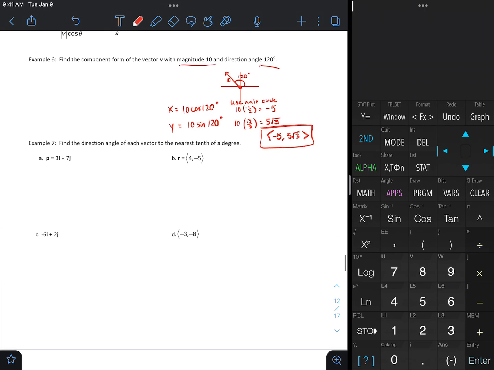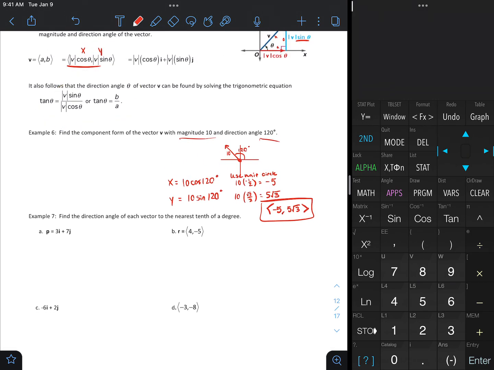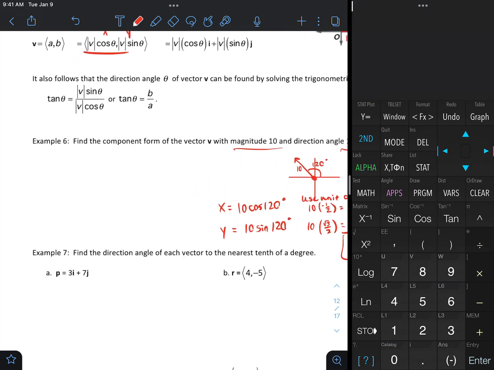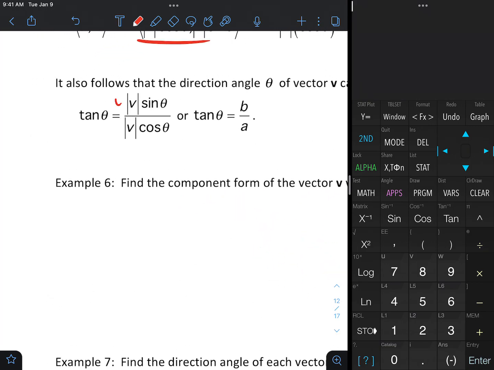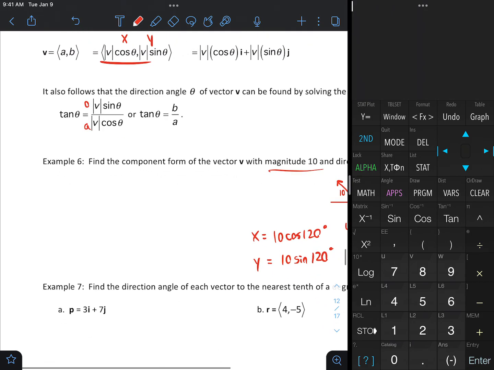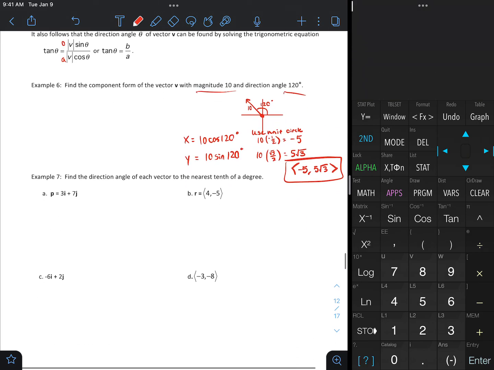Now the section below is going to be tied to the angle, so we're going to do tangent. It also follows that the direction angle theta of a vector can be found by solving the trig equation right there. Tangent is typically your opposite over your adjacent sides, and the opposite is going to be the sine of theta and the cosine will be the adjacent side. So it essentially turns out that you just put your b value over your a. But honestly, on these, I just sketch it out. Let me show you what I'm talking about here.